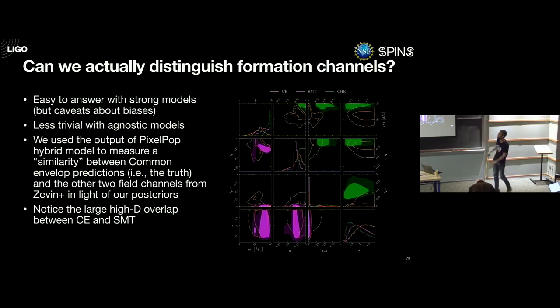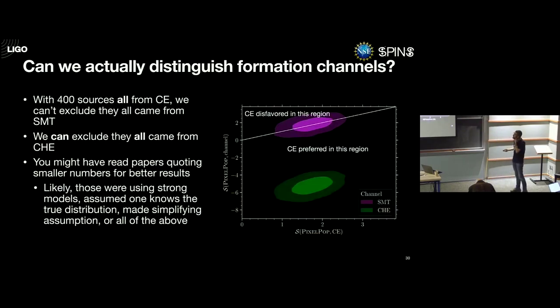And so you can calculate a quantity which is called similarity. Again, I don't need to go into details, and produce a plot like this, which is, again, very complicated. In this plot, if you are below this white line, common envelope is preferred over the alternative. If you are above the line, it is disfavored. In other words, this plot is telling me that because CHE is here way down, I am pretty confident that not all of my sources came from CHE, which is correct because they all came from CE.